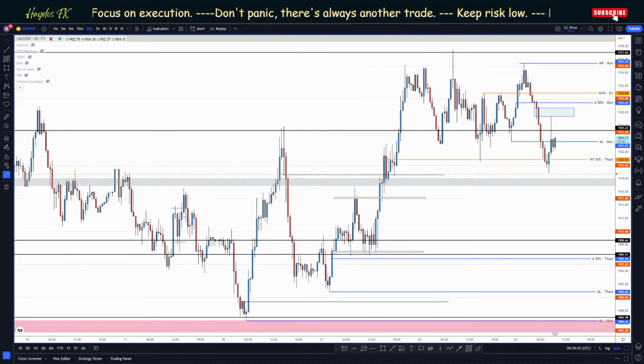With that idea in the back of my mind, what I want to see is price action start to develop to support that idea, and I need to see that price action develop at areas I like as well.